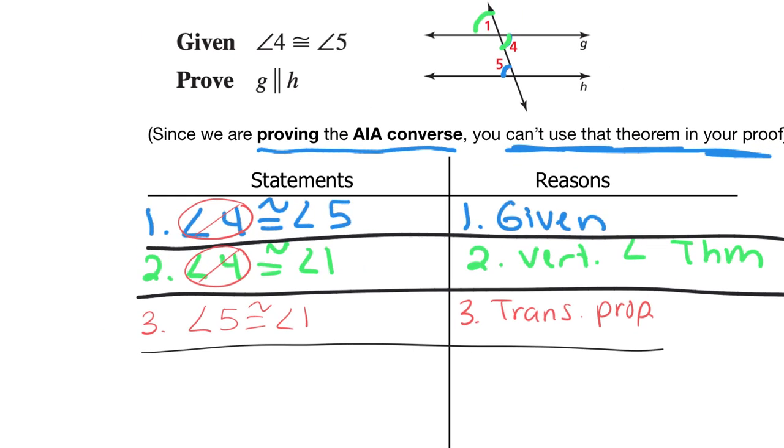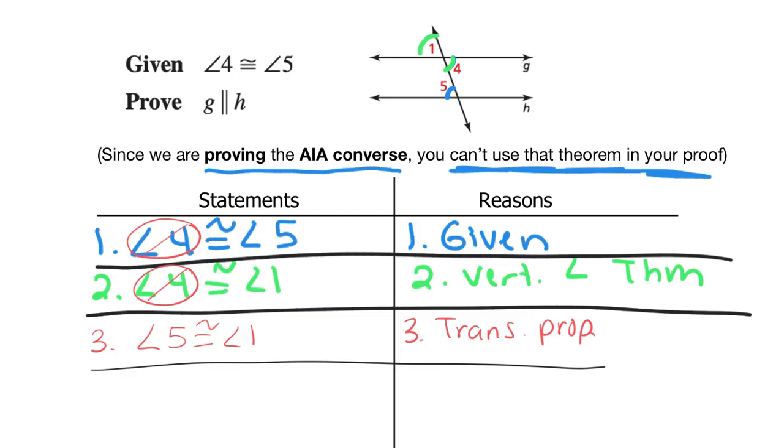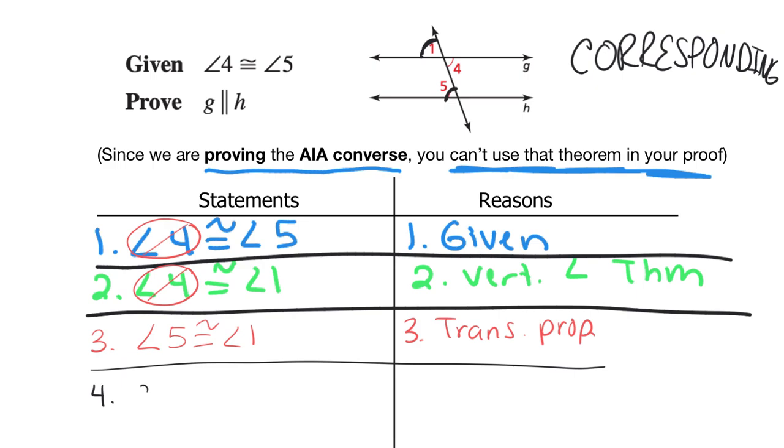All right, so once you've used the transitive property, you want to look up at your proof. I'm going to erase these just to simplify this. If we know that 5 and 1 are congruent, what kind of angles are 5 and 1? Aren't they corresponding? And if corresponding angles are congruent, aren't the two lines parallel? So we can say G is parallel to H using the corresponding angle converse.